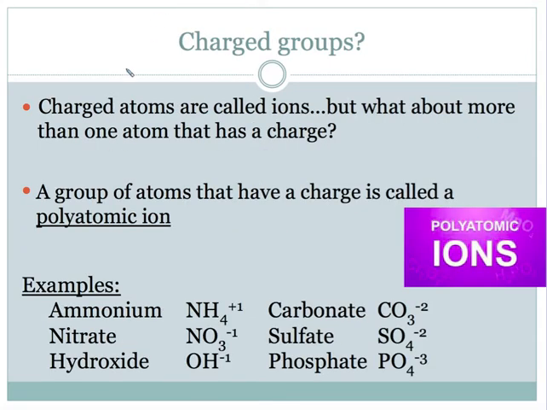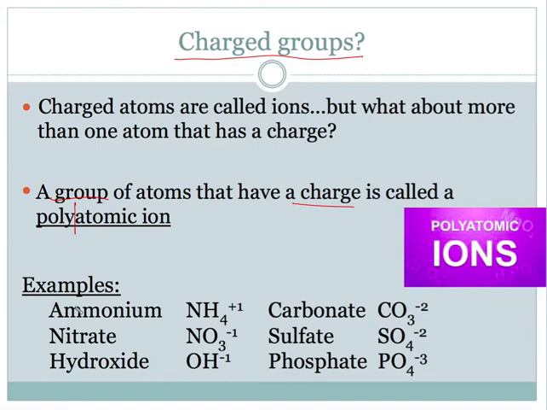Now, what if I have a whole group of atoms that has a charge? Because charged atoms are called ions, what about if I have more than one? If we have a group of atoms that have a charge, those are called polyatomic ions. Poly means many. Atomic refers to atoms. Ions have a charge. That's about as straightforward of a translation as we can get. So many atoms with a charge is called a polyatomic ion.